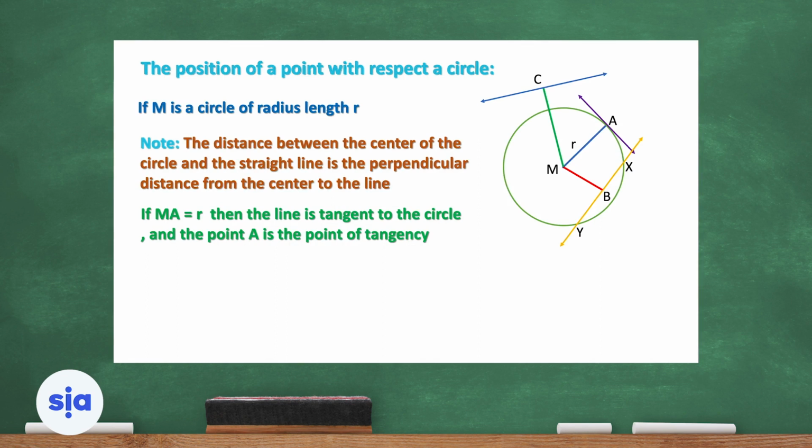If you check the figure on the screen, you will see that M is the center of the circle, so this circle is named circle M. The distance between the center of the circle and the straight line is the perpendicular distance from the center to the line. You will see that here MA equals R. Then this line is tangent to this circle, and this point we call the point of tangency. Point A we call the point of tangency.